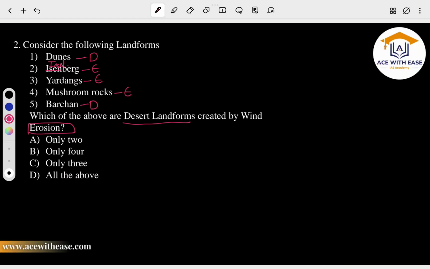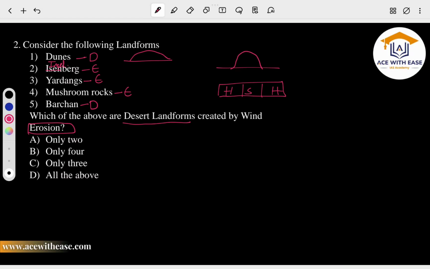Yardangs are erosional, mushroom rocks are erosional, and barchans are depositional landforms. Just for the explanation, dunes are large amounts of sand mounds that are deposited, whereas inselbergs are rounded, hard, rock-like substances. As for yardangs, whenever we have surfaces with hard rock and soft rock, the soft rock will be eroded, and the elongated landforms that are formed are the yardangs.